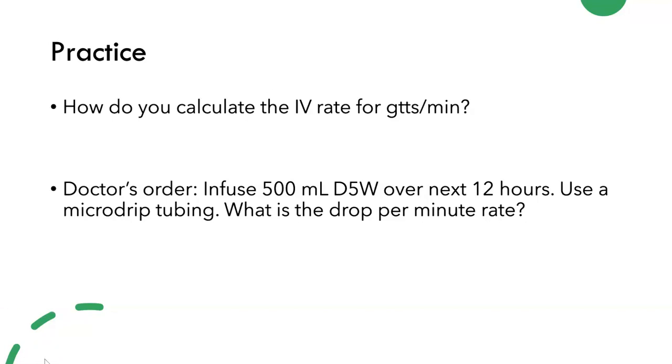Okay, so how to set this up is we first need to get our hourly rate in mils, so that's our mils per hour. We would take 500 and divide it by 12 hours, and you should get 41.66 repeating. And then we are going to multiply that by 60 because that's our drop factor. So we have micro drip tubing, so our drop factor is 60 drops per mil. So we're going to multiply that, and then we're going to divide it by 60 minutes to get it in drops per minute. So then we would get our drip rate, which would be 41.66 repeating.